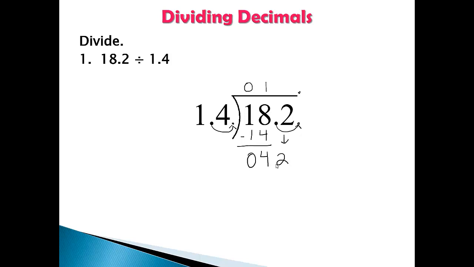14 goes into 42 3 times. 3 times 14 is 42, and then we subtract and we get 0. Since we get 0 and we have nothing left to bring down, we are finished with our problem. So our answer is 13.